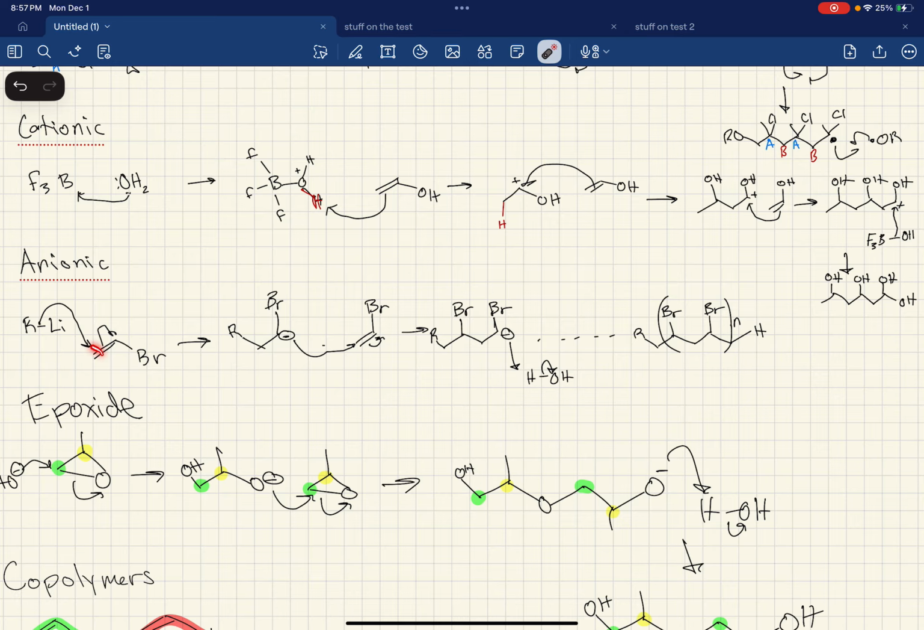So then you're going to form this anion right here on, once again, the more substituted carbon. And then that anion is going to come and attack an equivalent of that, and it's going to keep happening into infinity until it is terminated with a workup step.